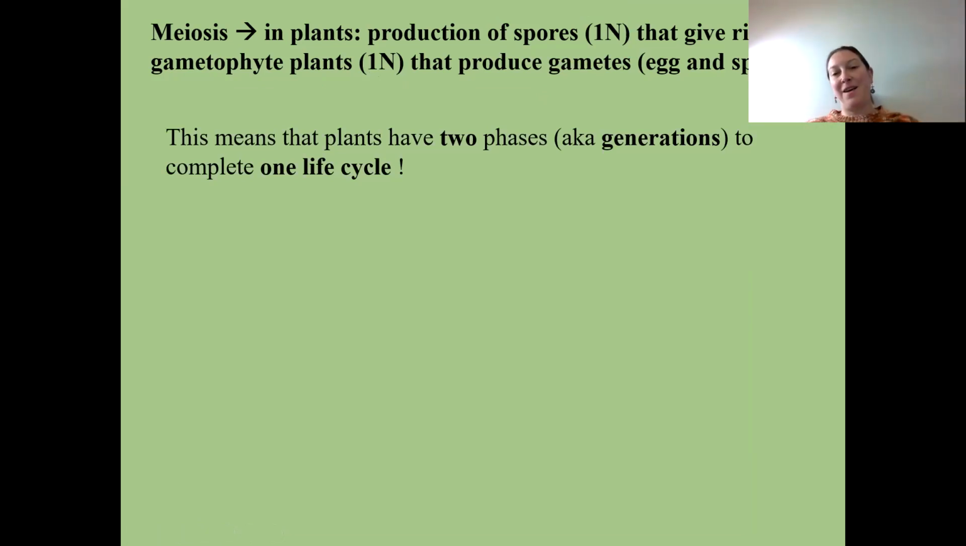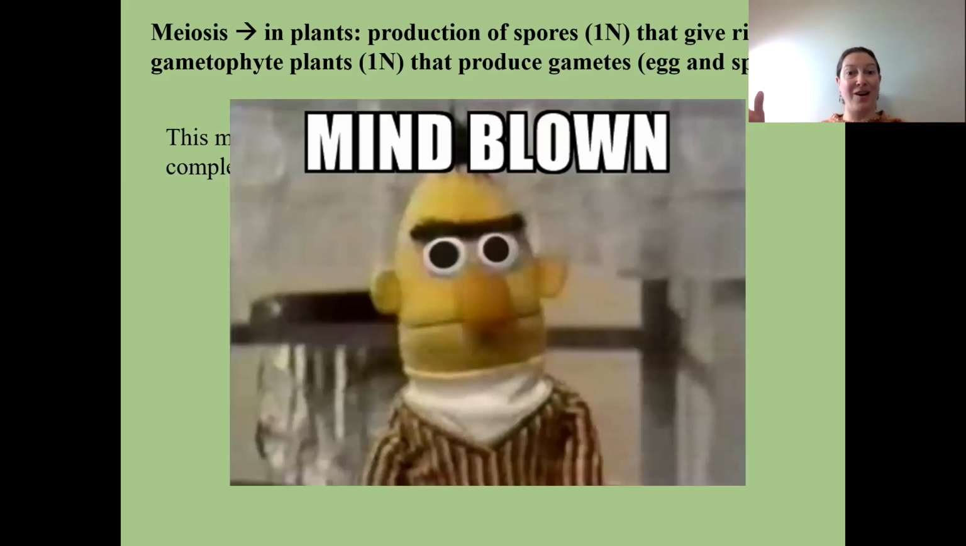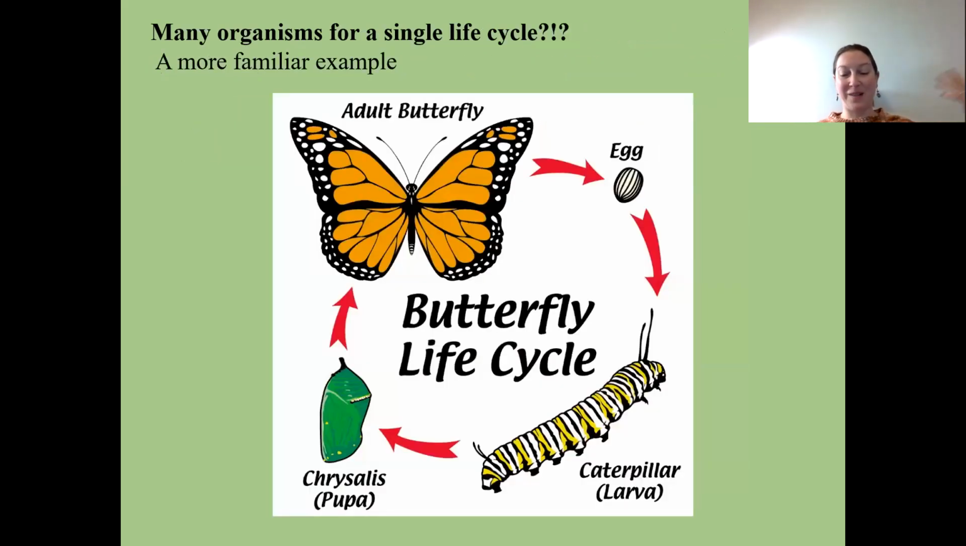What this means is that plants, technically, each have 2 phases or generations to complete a single life cycle. So it's like 2 individuals to make 1 life cycle. I mean, we wish, right? We wish you could just be you for a while and then be a whole other individual for a while. That's really cool, but also weird. What are we talking about here? 2 individuals for 1 life cycle. Rebecca's lost it, right? No.